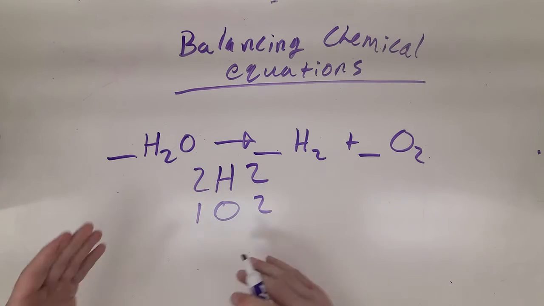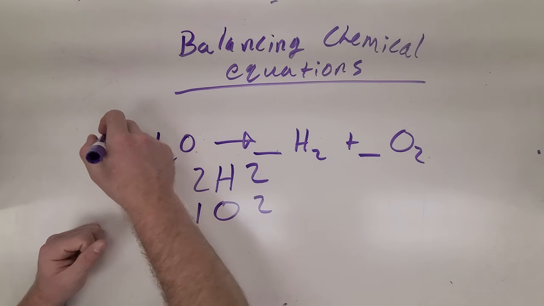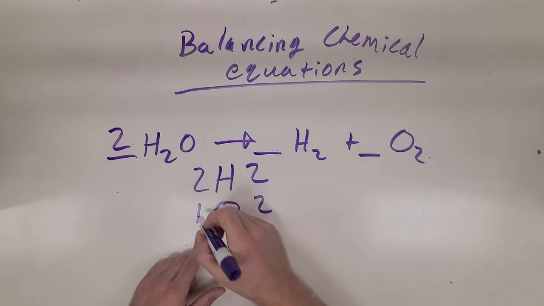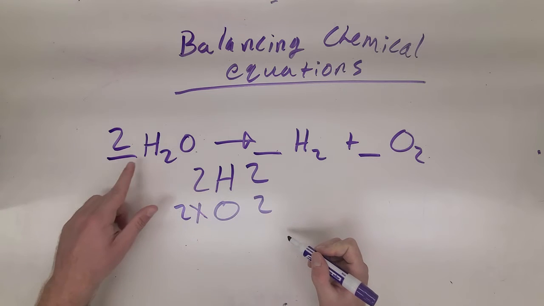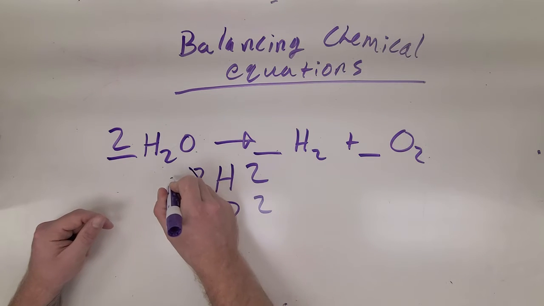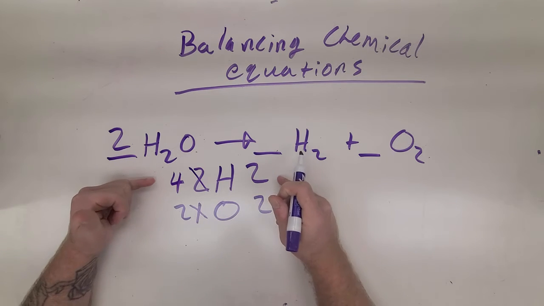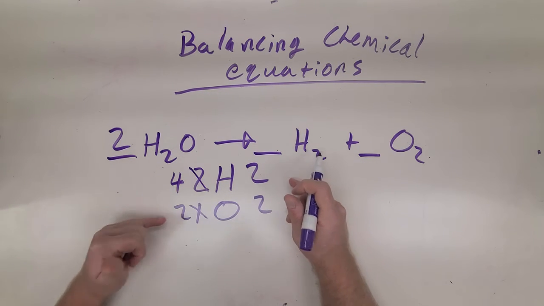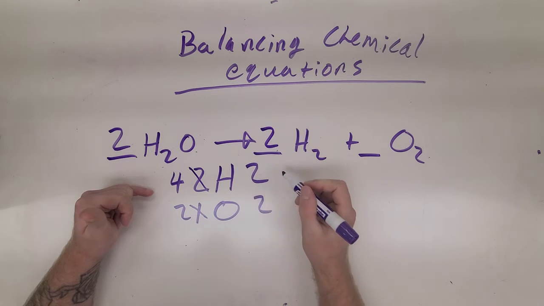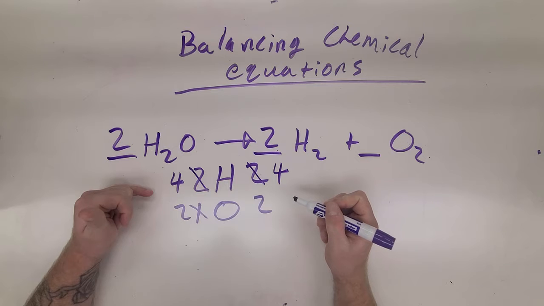So to fix this problem of lacking oxygen over here compared to over here, we've got to add an entire other water molecule. So we'll put a 2 there. Okay, so that gives us now 2 oxygens, but we added a whole other water molecule, so we've got to add more hydrogens as well. 2 times 2 gets us 4 hydrogens now. Reassess everything. Now we have 4 hydrogens on this side, only 2 on this side. Oxygen appears good. So we've got to add more hydrogen. We just add a 2 there. 2 times 2 gets us 4. And then we're good.